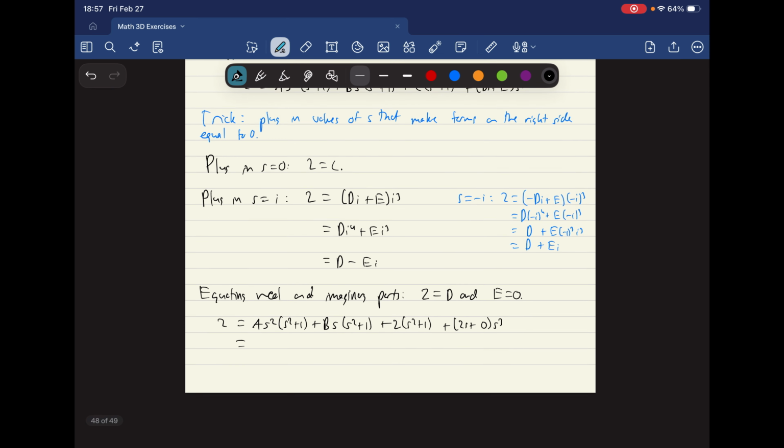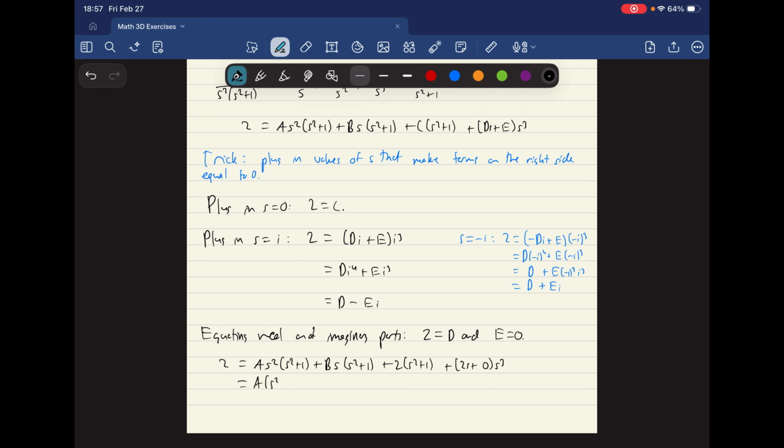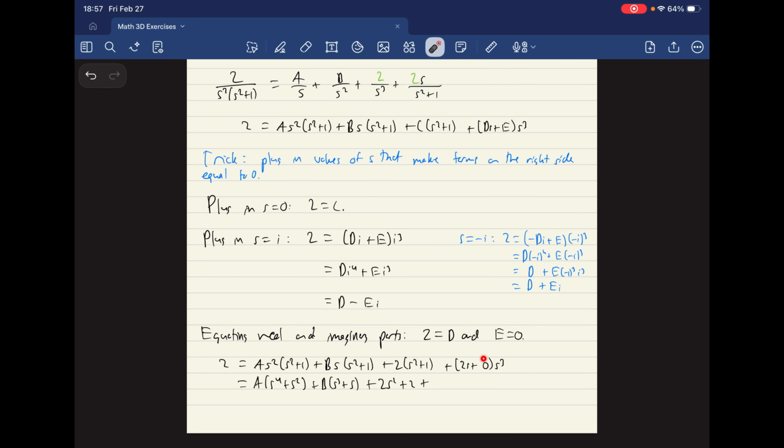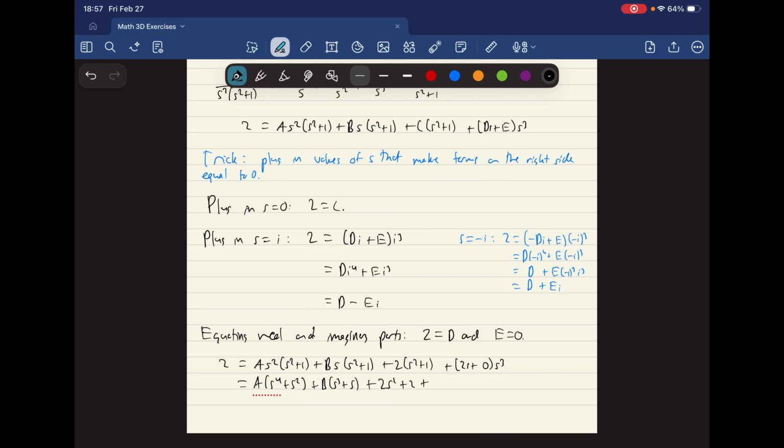And so if I start expanding this, I'm going to get a s squared, or s to the fourth, sorry, plus s squared, plus b, and then s cubed plus s, plus 2s squared plus 2, plus, and then we have 2s just here times s cubed, that's 2s to the fourth. And all of this should be equal to, if we distribute the constants, as squared plus bs cubed plus bs plus 2s squared plus 2 plus 2s to the fourth.